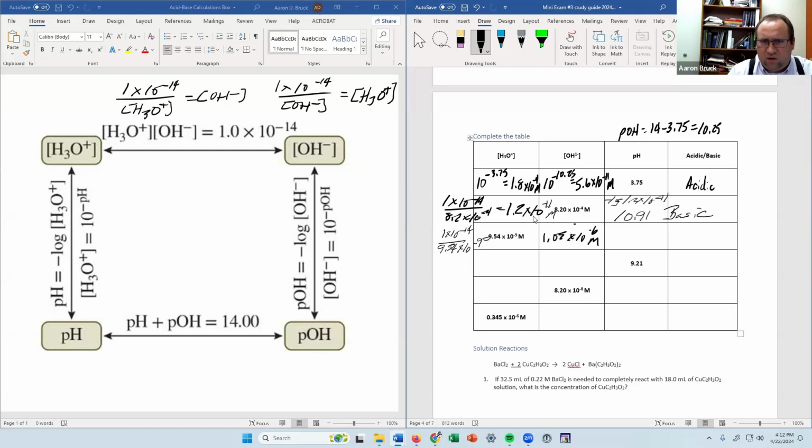pH would be the negative log of the hydronium, 9.54 times 10 to the negative ninth, which would give us 8.020, which would again be basic.